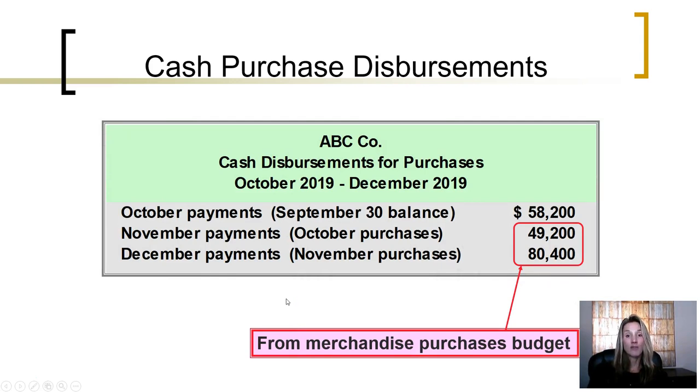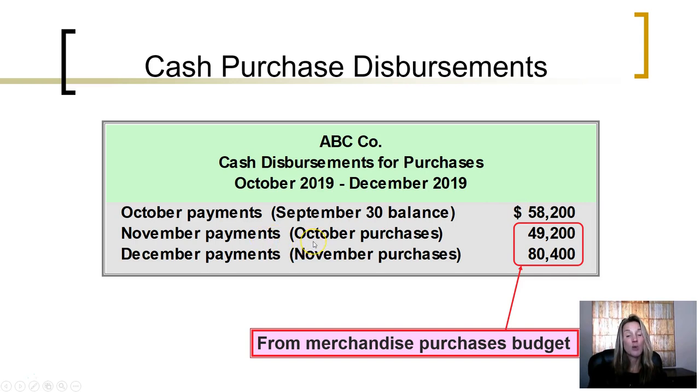Thus, in planning for cash that will be spent for purchases, in October, we will be paying all of last month's purchases. We are ending September, beginning October with $58,200 of accounts payable from September purchases. Those will all be paid in October.